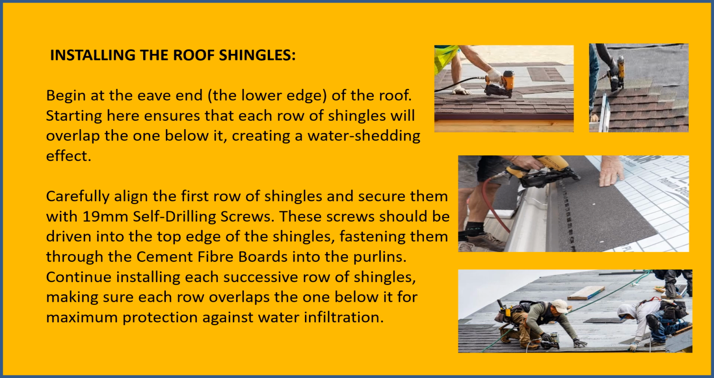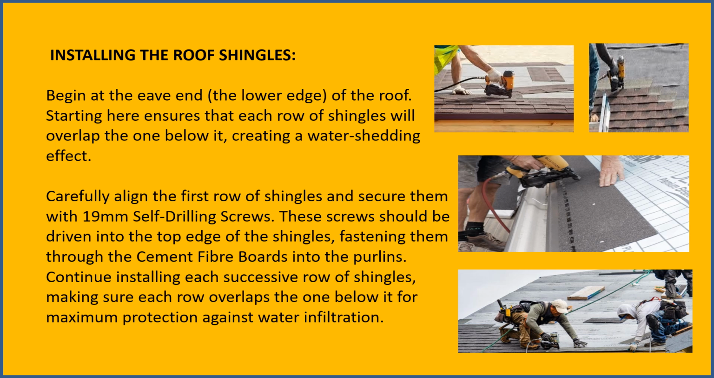Installing the roof shingles. Begin at the end or lower edge of the roof. Starting here ensures that each row of shingles will overlap the one below it, creating a water shedding effect. Carefully align the first row of shingles and secure them with 19 self-drilling screws. These screws should be driven into the top edge of the shingles, fastening them through the cement fiber boards into the purlins.